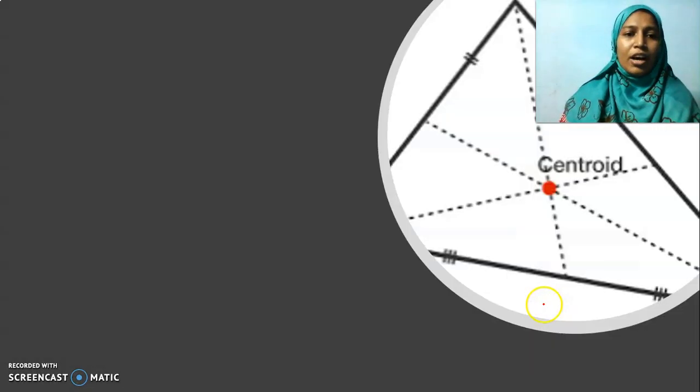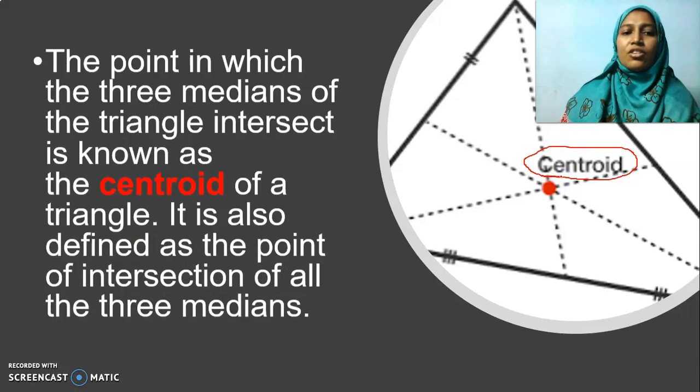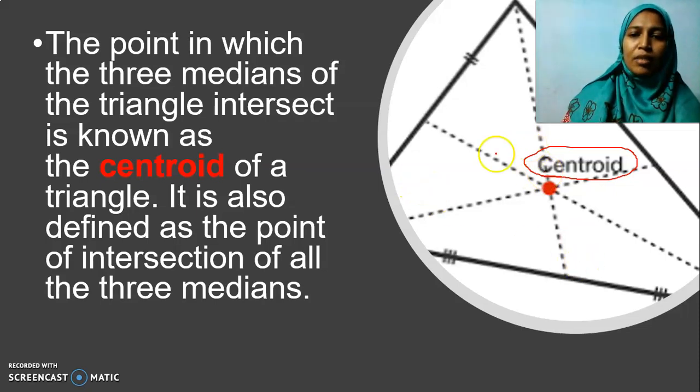Okay, children. Now, I said all these three medians meet at a point. What is the name of that special point? Centroid. All these three medians meet at a point called centroid. So today we are going to concentrate on two words, median and centroid. All these medians meet at a point called centroid. Come on, make a note of it very clearly.